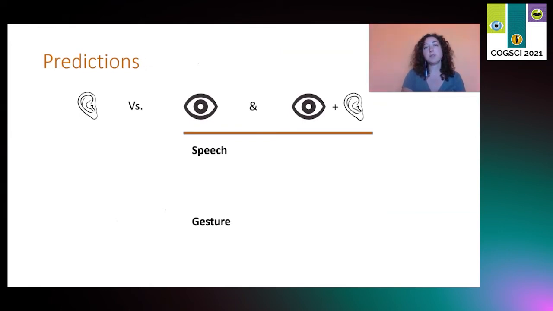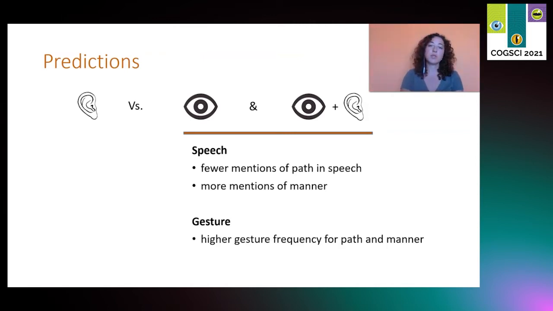We predicted that if the sequential nature of auditory input affects encoding of path, as found in earlier studies, participants in the visual-only and multimodal conditions would produce fewer mentions of path in their speech compared to participants in the audio-only condition. Second, if vision provides richer information about manner, participants in the visual conditions might mention manner more often compared to participants in the audio-only condition. For gestures, if gesture production depends only on visual spatial information, we would expect higher gesture frequency for both path and manner in the visual conditions compared to participants in the audio-only condition.